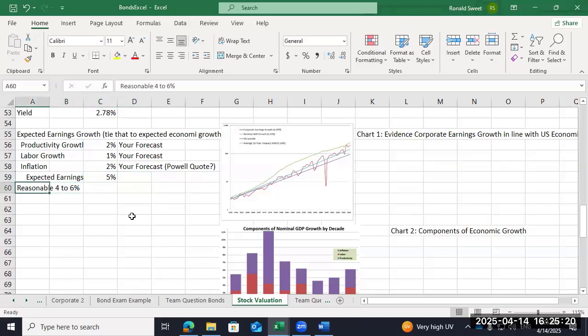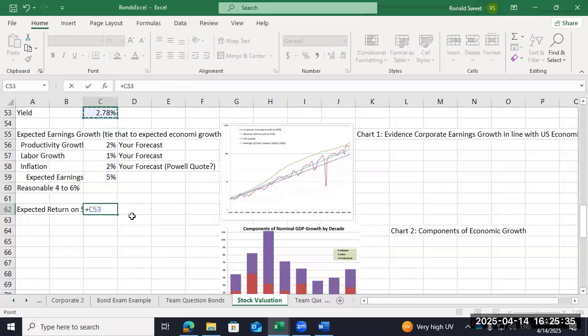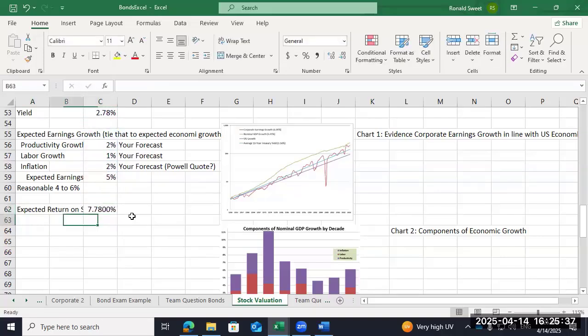So I don't think you can get out of the 4 to 6% range. And I know if you're outside that range, you'll get really bad valuations. So I wouldn't go outside that range. So that gives me an expected return on stocks of a dividend yield of 2.78 plus earnings growth.